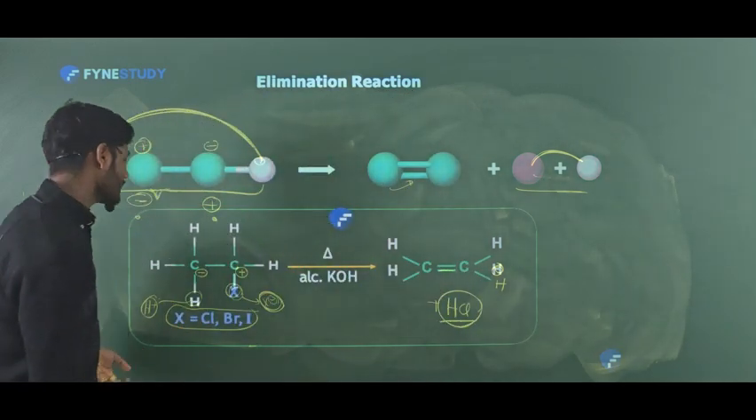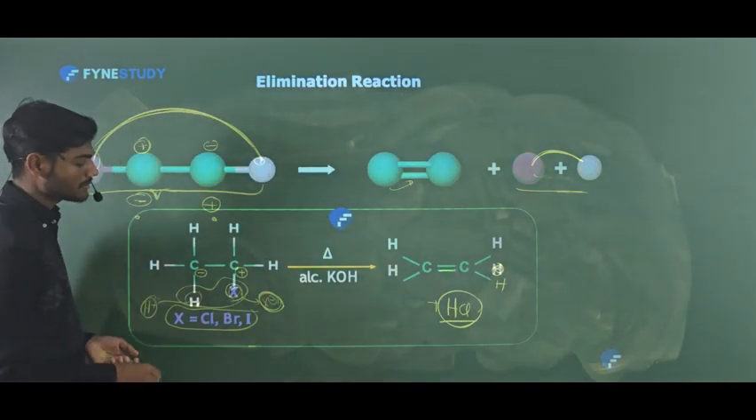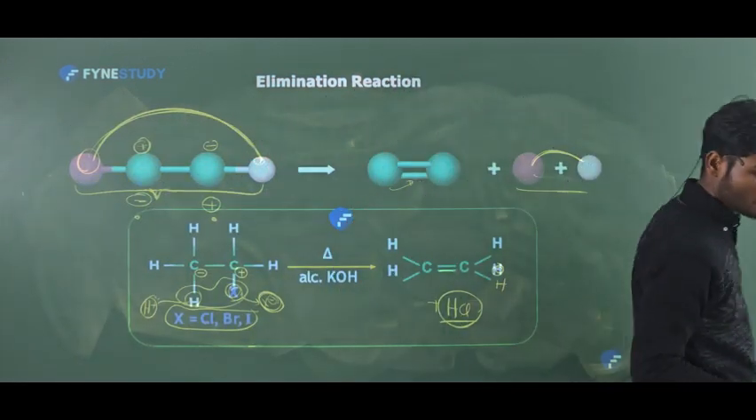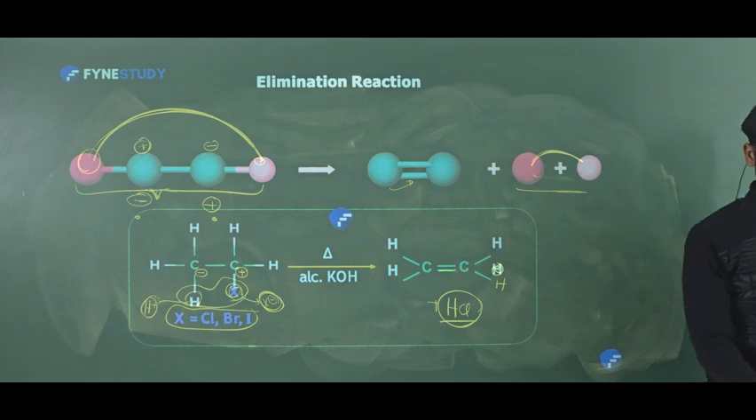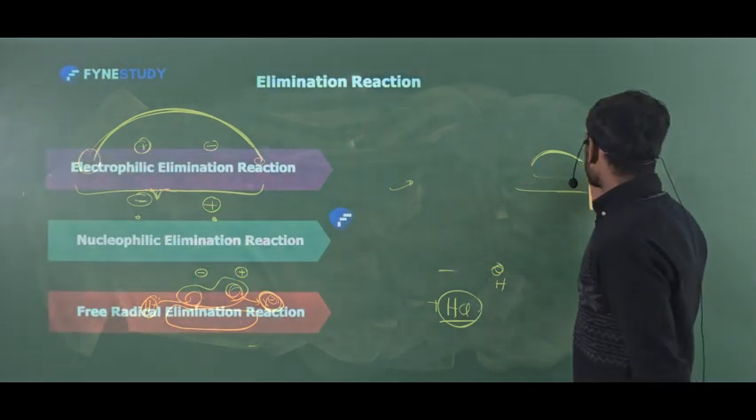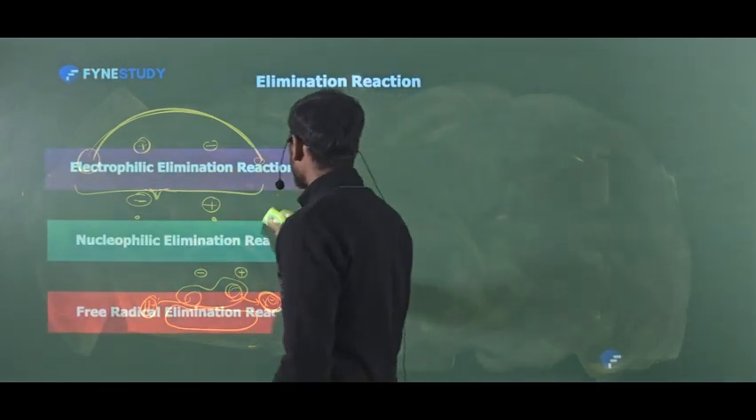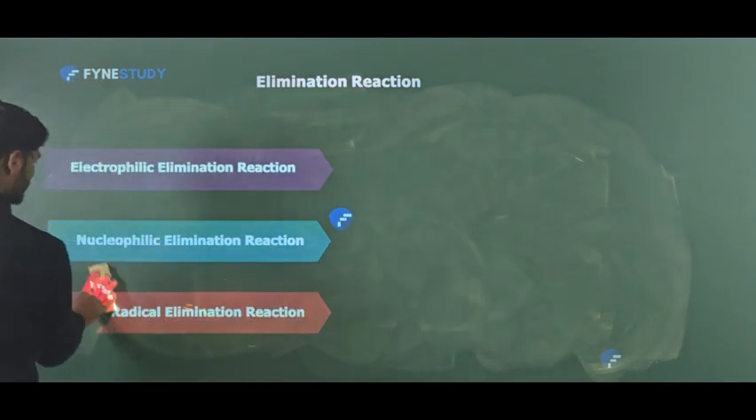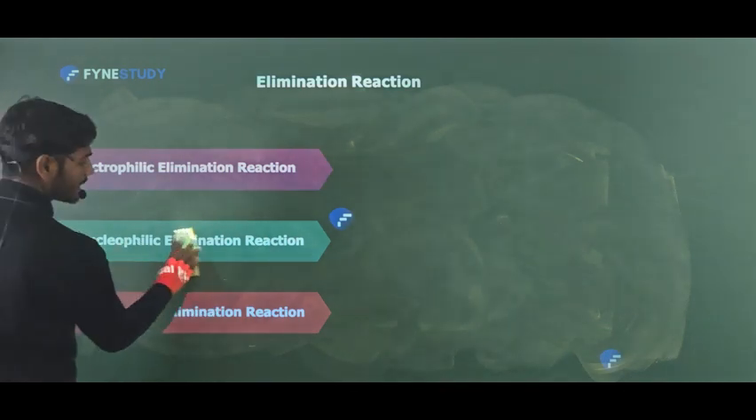So here is the elimination. Which one is eliminated? These two are eliminated from the compound. That's why this reaction is an elimination reaction. Now the same thing applies here also. Elimination reaction also has three kinds: electrophile, nucleophile, and free radical.